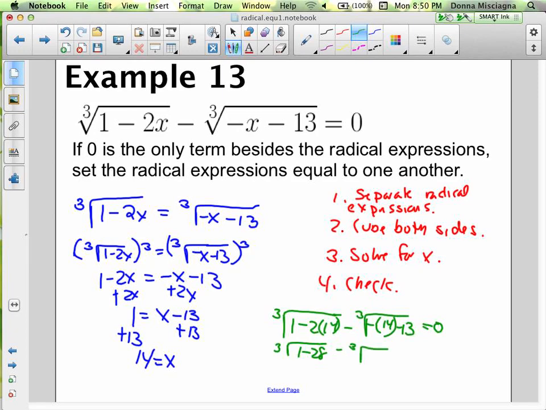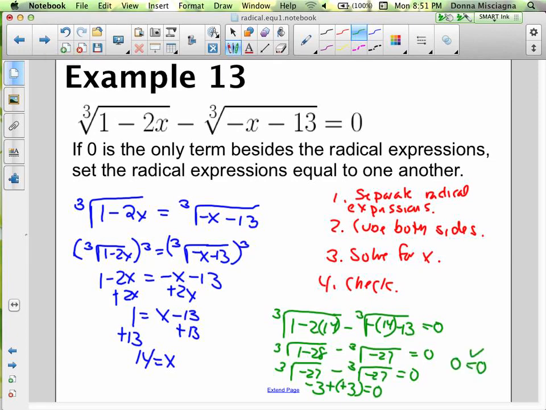All right, so this is going to be the cube root of 1 minus 28 minus the cube root of negative 14 minus 13. That's going to be negative 27 equals 0. So that's the cube root of negative 27 minus the cube root of negative 27 equals 0. So that's going to be negative 3 minus a negative 3 equals 0. And of course, minus a negative, that's plus. So we've got negative 3 plus 3, that's going to be 0. And this one checks out.